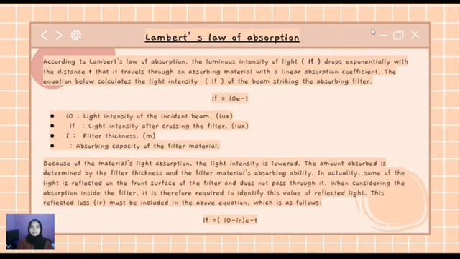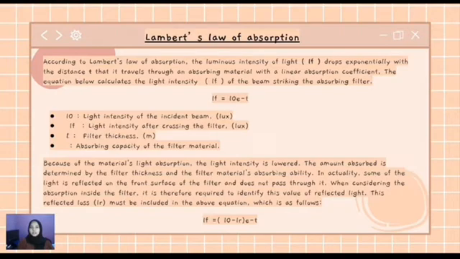Lastly, Lambert's law of absorption. According to Lambert's law of absorption, the luminous intensity of light drops exponentially with the distance t that is traveled through an absorbing material with a linear absorption coefficient. The equation below calculates the light intensity of the beam striking the absorbing filter.